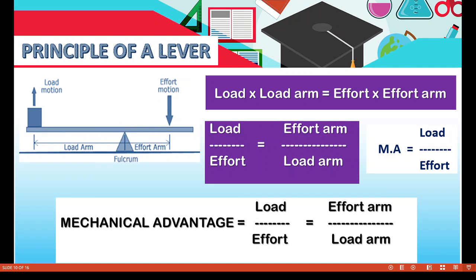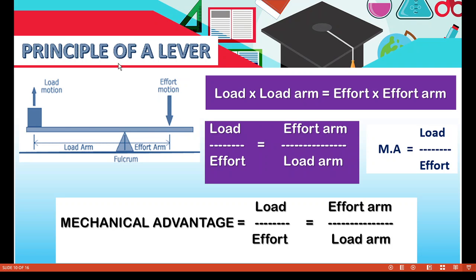So next we are going to see what is meant by the principle of a lever. This diagram we have already seen in the first slide. This is nothing but a class 1 type of lever, where the fulcrum is between the load and the effort. Here the load, the opposition force or resistance, is placed at one end and the effort is placed at the other end. The distance between the load and the fulcrum is called the load arm, and the distance between the effort and the fulcrum is known as the effort arm.